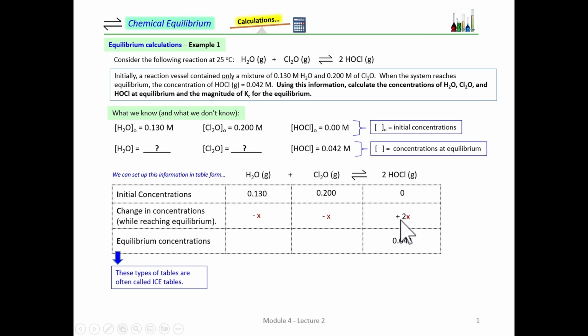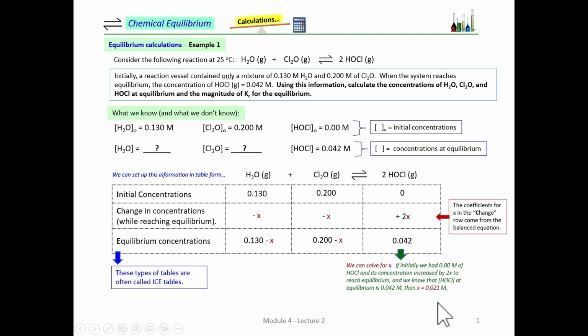The really important thing to note is that we've brought down the coefficients of the equilibrium. So there's a 1 in front of the H2O, so there's a minus 1 in front of the X, minus 1 in front of this X, plus 2 in front of this X, because we brought down these coefficients. So if we now just add up the first two rows and put that result in the equilibrium row, we'd have for water 0.130 minus X, for dichlorine oxide 0.2 minus X, for HOCl 0.042. Well, the X doesn't appear here because we know the concentration at equilibrium is 0.042. So these would be the equilibrium concentrations. What we need to do is solve for X.